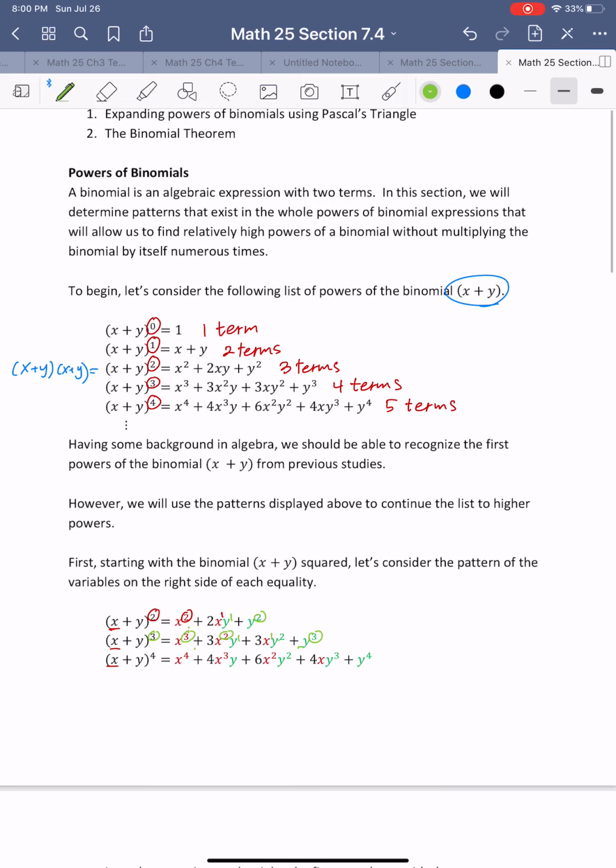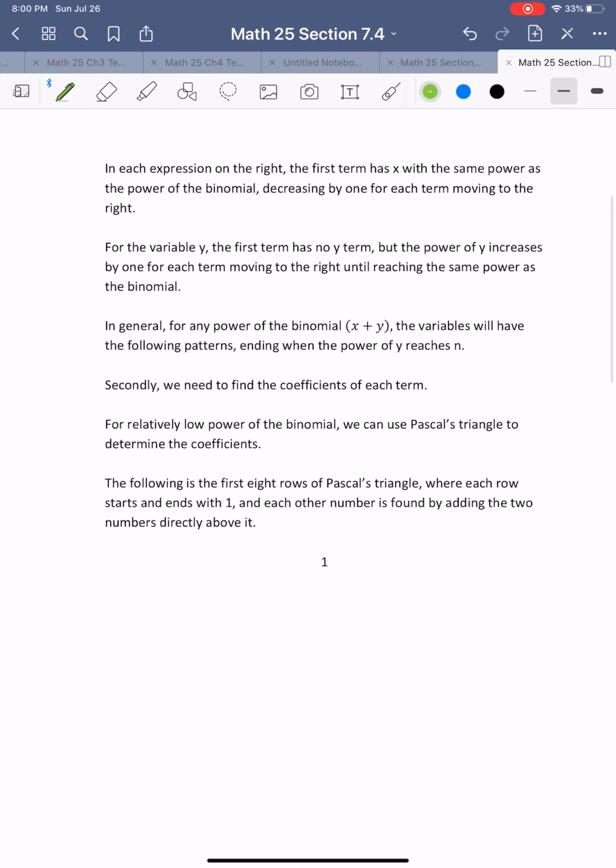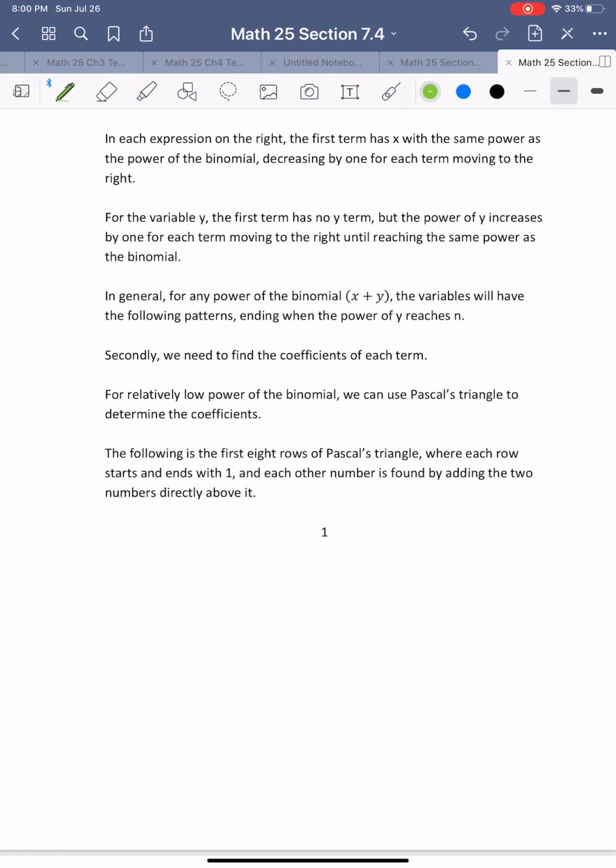Okay, so that's how you work with the binomial's variables. In each expression on the right, the first term has x with the same power as the power of the binomial, decreasing by one for each term moving to the right. For the variable y, the first term has no y, but the power of y increases by 1 for each term moving to the right until it reaches the same power as the binomial. In general, for any power of the binomial x plus y, the variables will have this pattern.